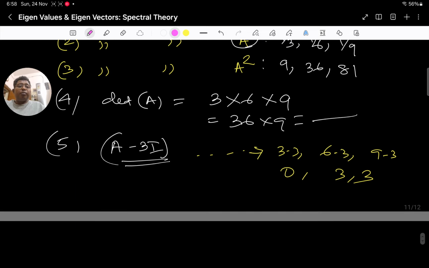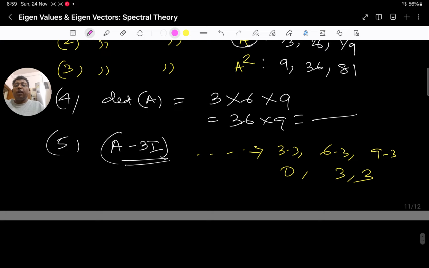And to practice some other problems, you should go through any standard book and you can practice the problems.